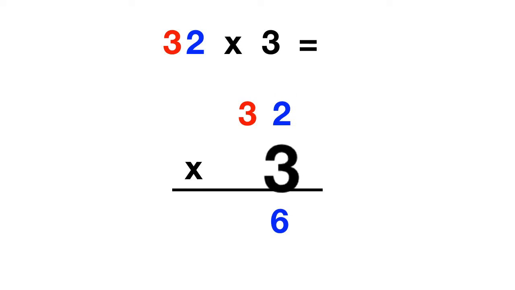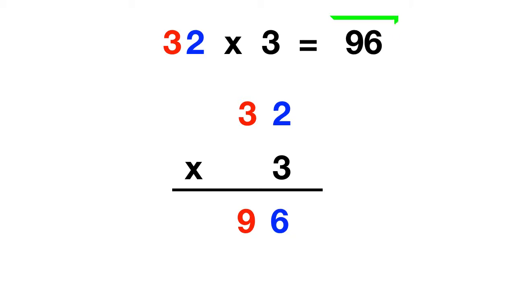Next you multiply this 3 by these 3 tens. 3 times 3 is 9. There is no regrouping needed here. 32 times 3 gives us 96.